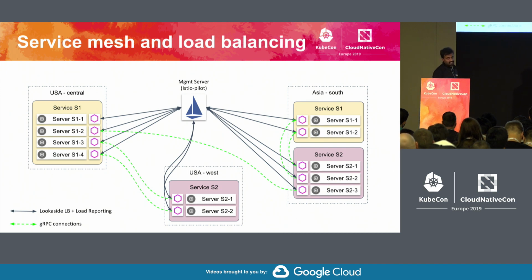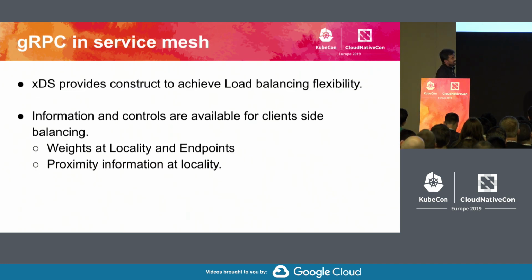So this way we can achieve multiple levels of load balancing, where clients can locally go to closer servers, while globally the Istio pilot or a management server can basically redirect them to a different locality.